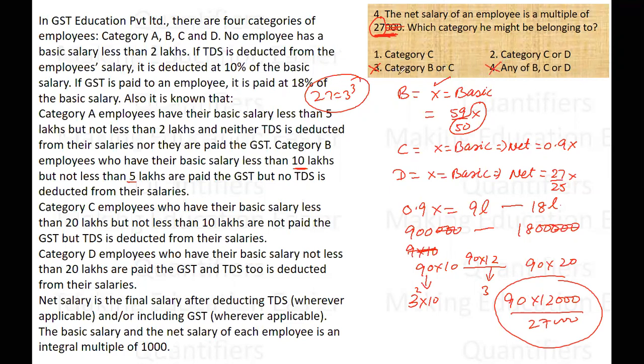Obviously B is also not the answer. So C is one number which can have a salary that is a multiple of 27,000, because it's not saying that for every employee it should happen. It says that for one employee it should be a multiple of 27,000. So that is happening here. For category D, that is already given to us: it is 27 by 25 X. So category D implies their salary is already a multiple of 27. So the answer should be category C or D. For category D, the net salary is 27 by 25 X, and as X by 25 is already an integral multiple of 1000, it is a multiple of 27,000. So the answer would be option number 2. So this was all about this set. I hope you people get the idea about this. Thank you to all of you.